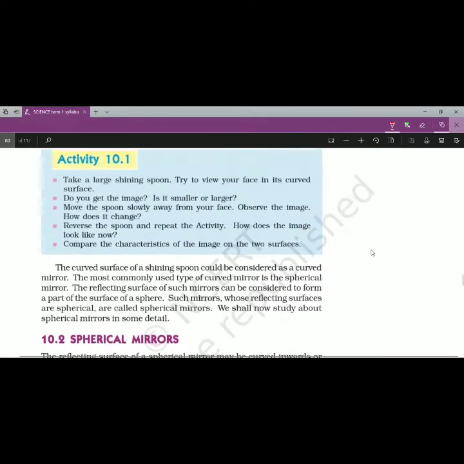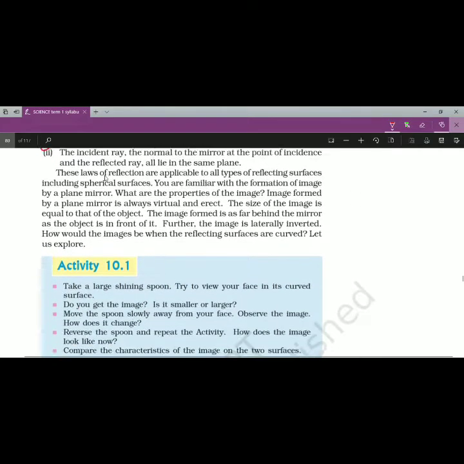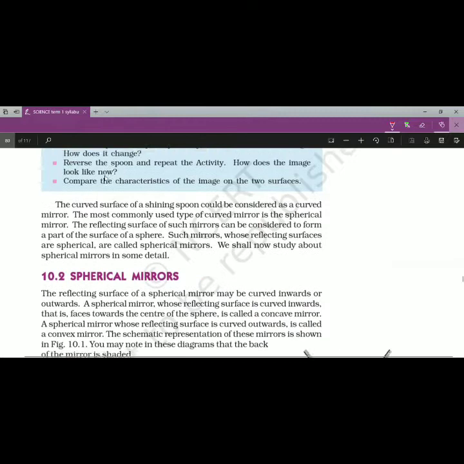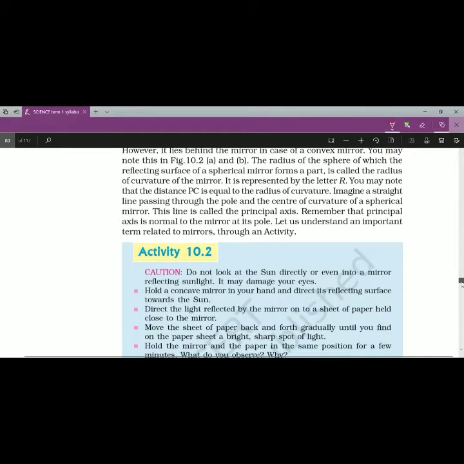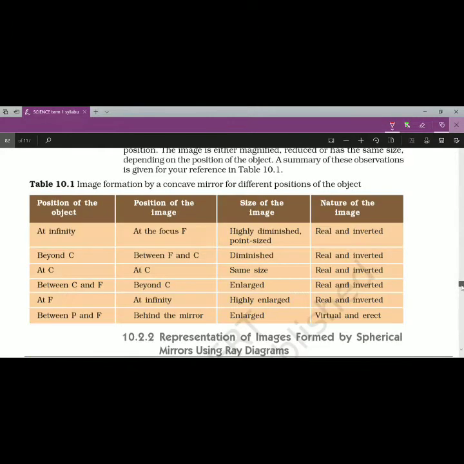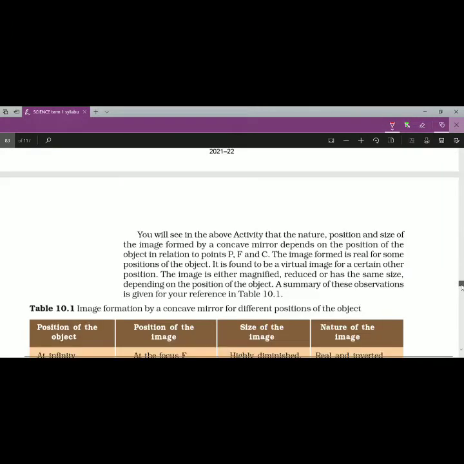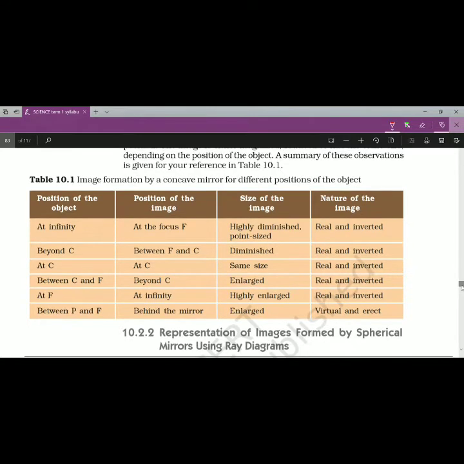Here you can get the question on the basis of this. Laws of reflection. What is reflection? Then spherical mirrors, their definitions. Concave mirror, what is convex mirror? Center of curvature, what is focus? This table you have to memorize. Why you have to memorize this table? Because ray diagrams, what you will get the diagram as it is.